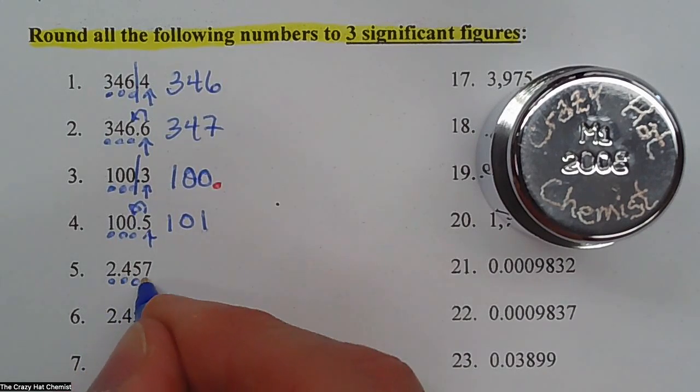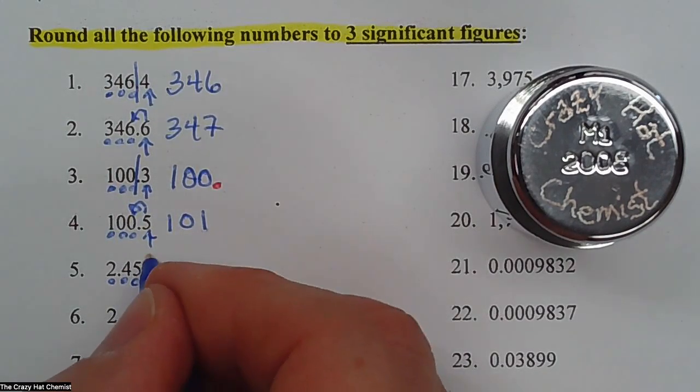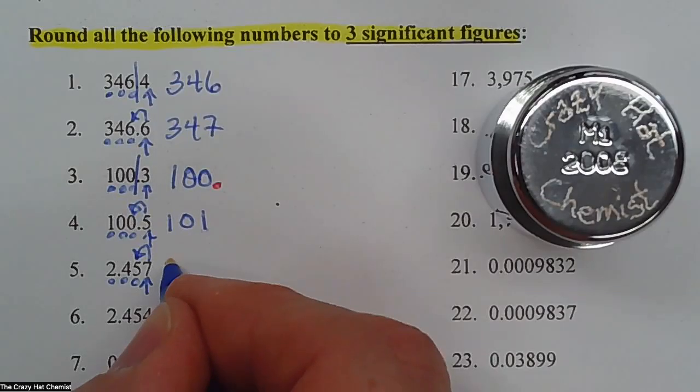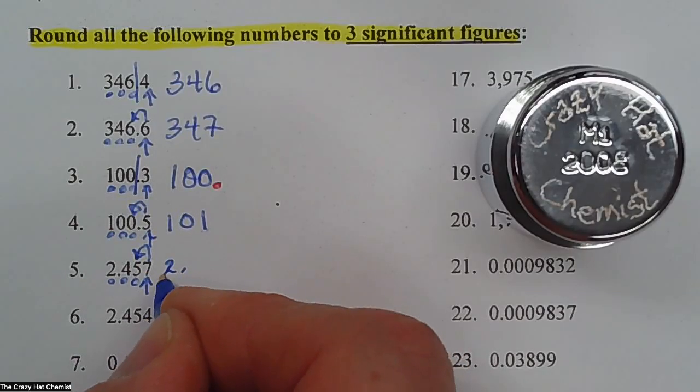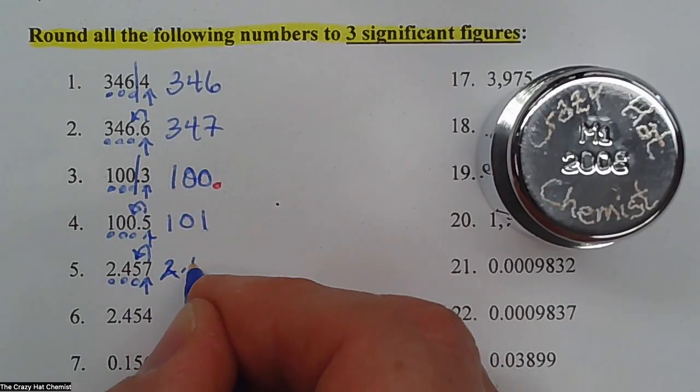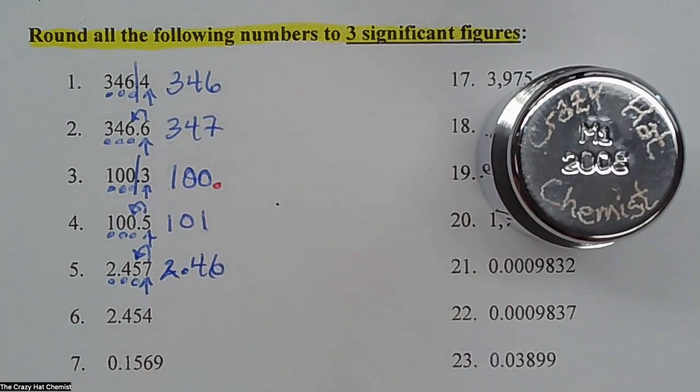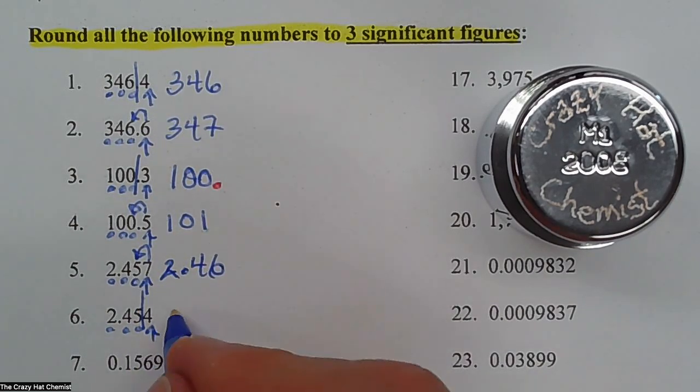1, 2, 3 significant figures. I'm rounding with that 7. That's 5 or greater. Add 1 to the preceding digit. 2.46. All right. 1, 2, 3 significant figures. I'm rounding with that 4. That's less than 5. I'm going to chop the number. 2.45.